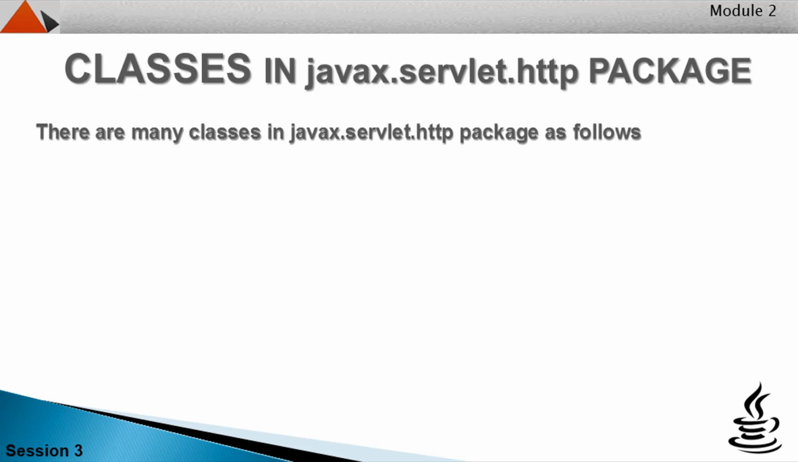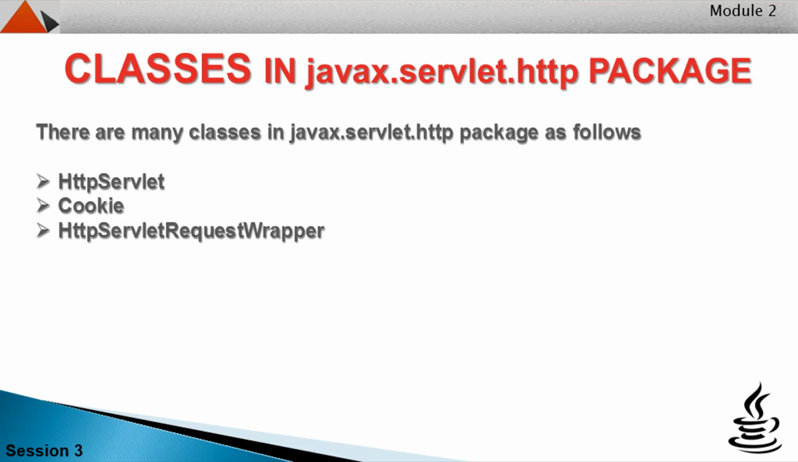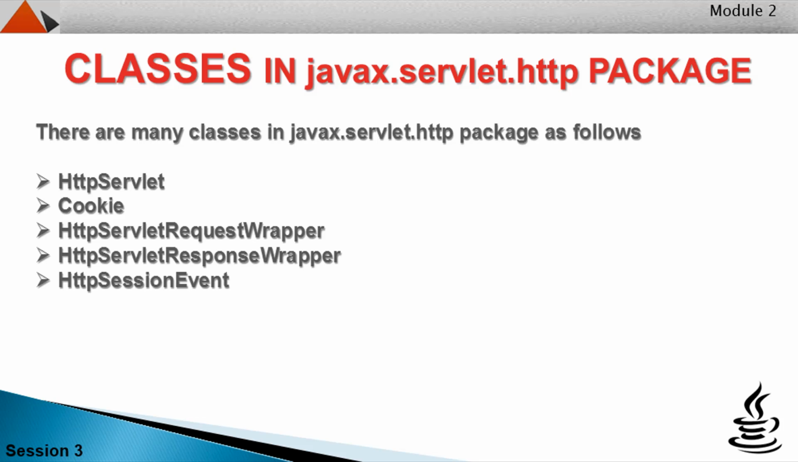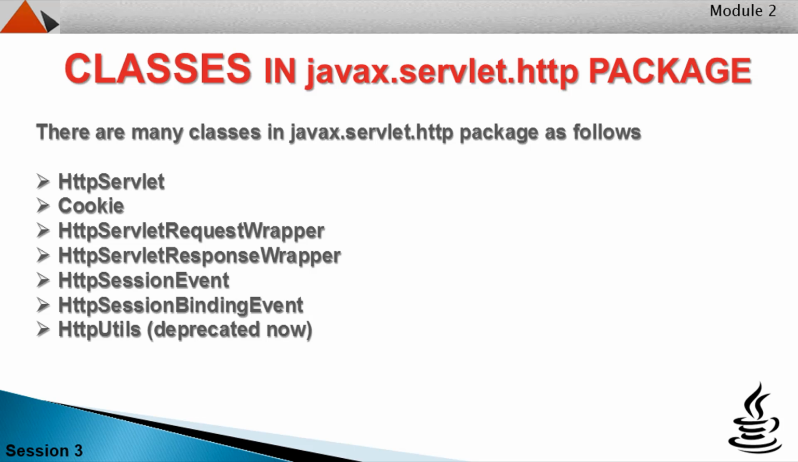Now let's see classes of the javax.servlet.http package. There are many classes in the javax.servlet.http package. They are as follows: Cookie, HttpServlet, HttpServletRequestWrapper, HttpServletResponseWrapper, HttpSessionEvent, HttpSessionBindingEvent, HttpUtils. This class has been deprecated now.